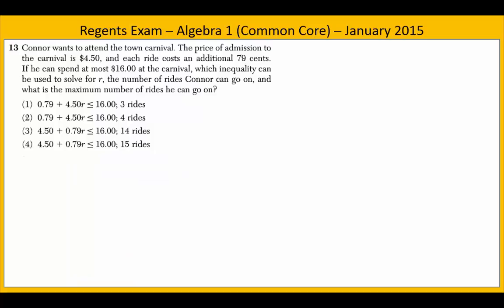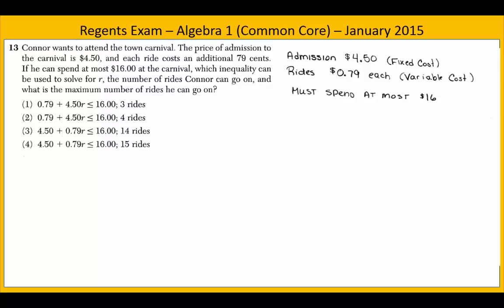In exercise 13, Connor is attending the town carnival. The price of admission is $4.50, and each ride costs 79 cents extra. He can spend at most $16, and we want to write an inequality that can be used to solve for r, the number of rides that Connor can go on. They also ask what is the maximum number of rides that he can go on.